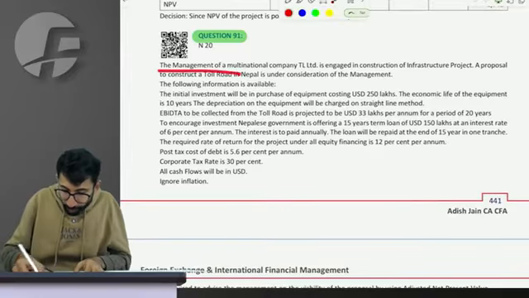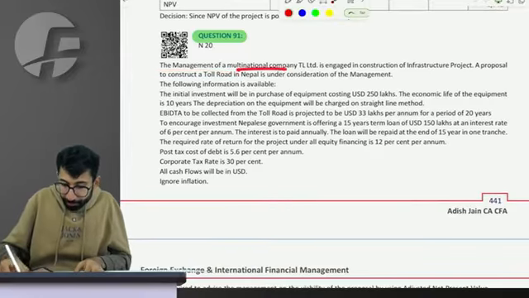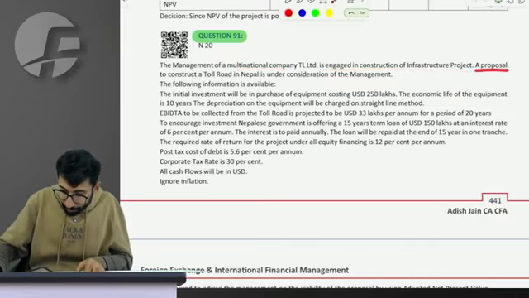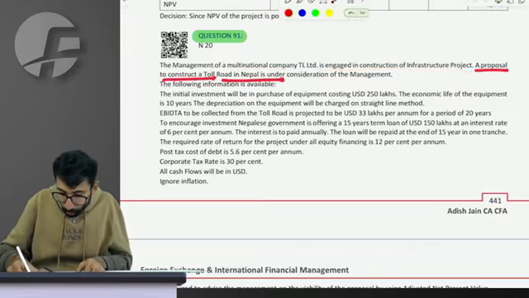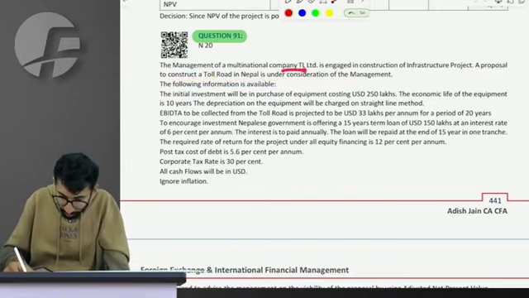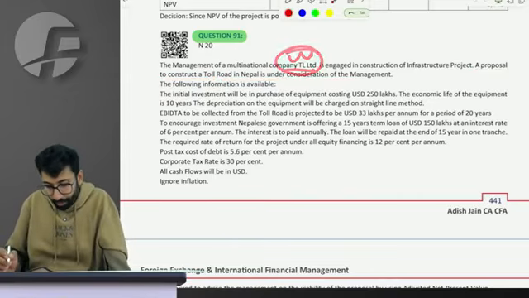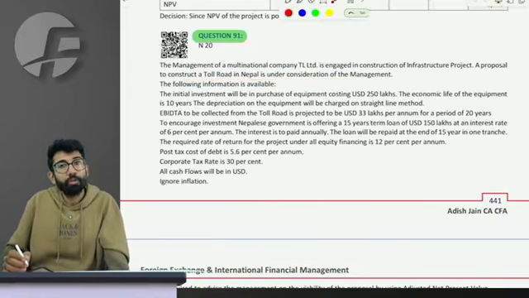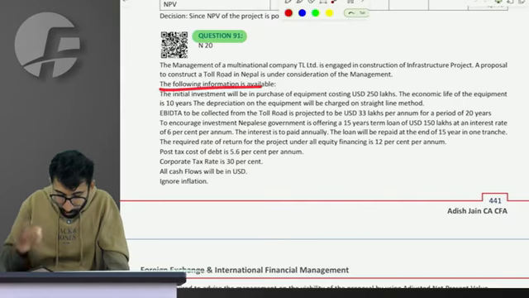The management of a multinational company is engaged in construction of infrastructure projects. A proposal to construct a toll road in Nepal is under consideration of management. Sir, which country this company belongs to we don't know, but it is considering to construct a road in Nepal. The following information is available.